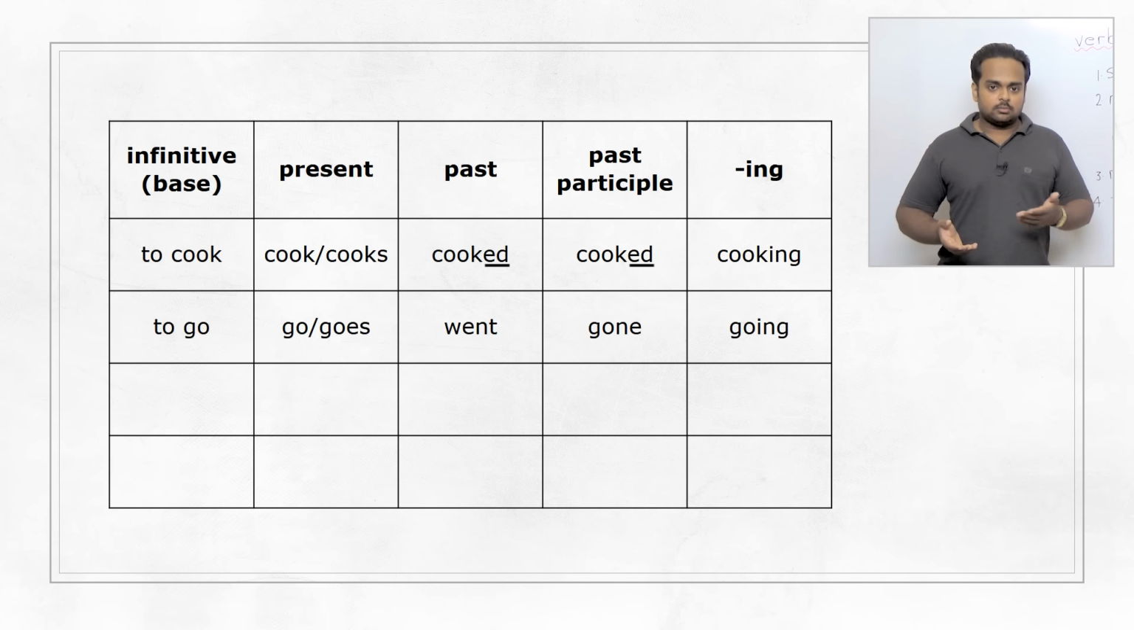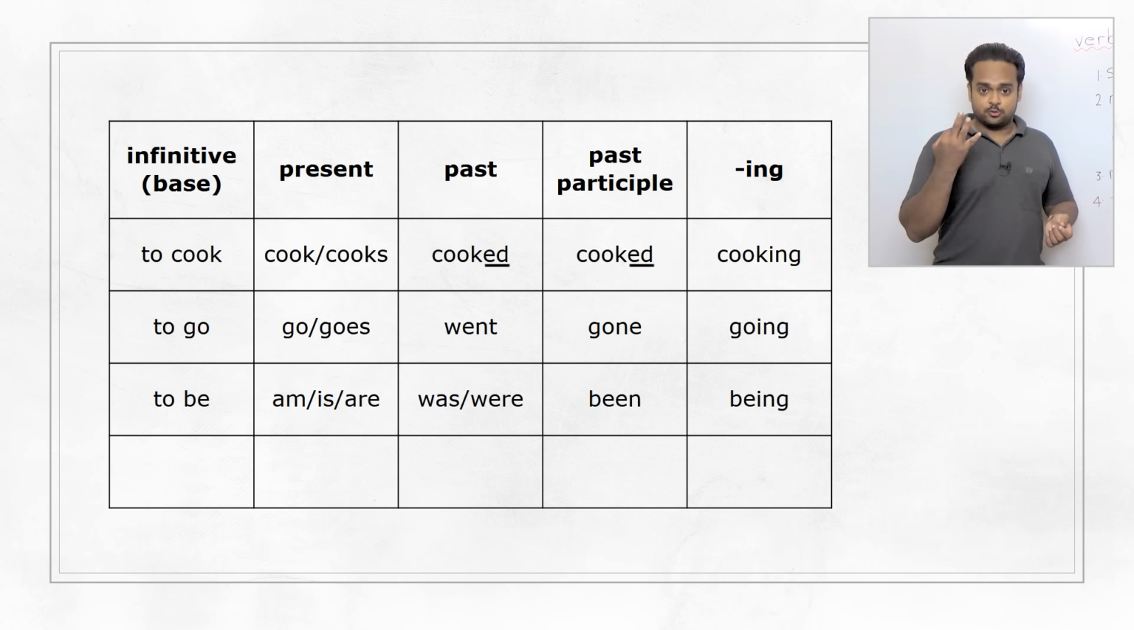But you cannot do that with an irregular verb, like the verb to go. The present tense forms are go and goes, but the past tense form is not goed, it's went. And the past participle form is gone. Or take the verb to be. It has three present tense forms, am, is, and are. I am, you are, he is, she is. And two past tense forms, was and were, and the past participle form is been.